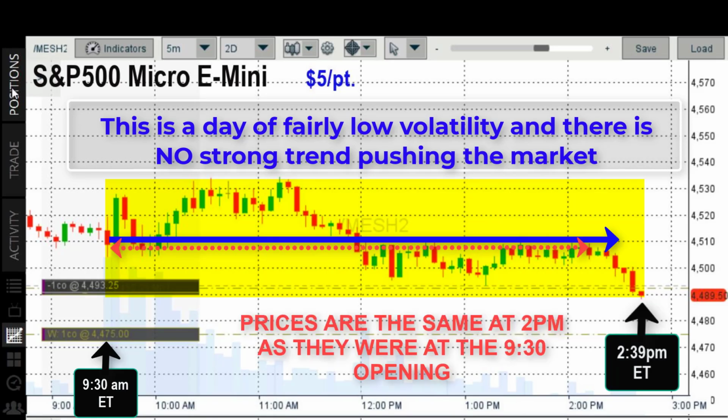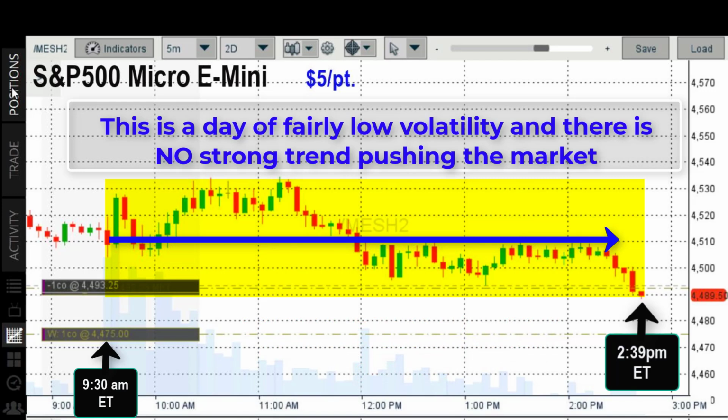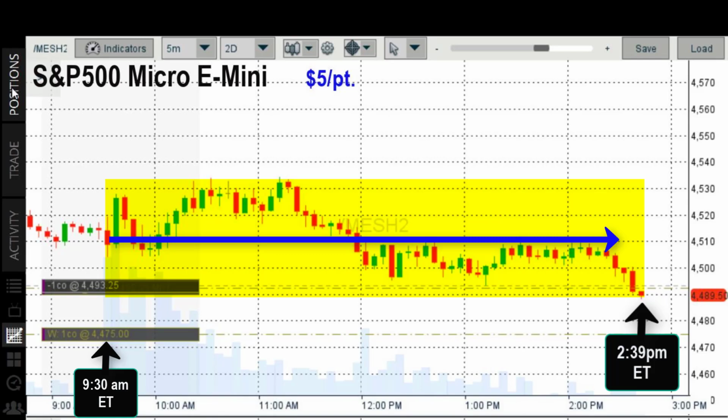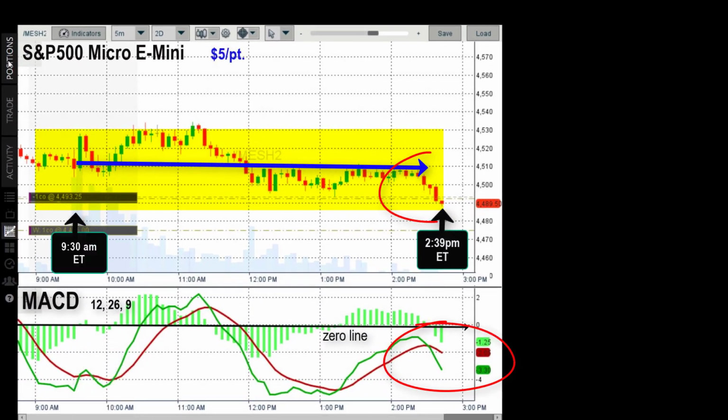Now, what's significant about that? The fact that there's no prevalent trend in the market. And we're going to use the MACD in a moment, and the fact that it's neither an up or down major trend for the day, to make a decision to go into this trade. Let me show you how that's done.